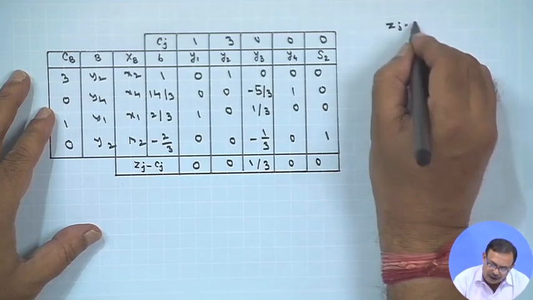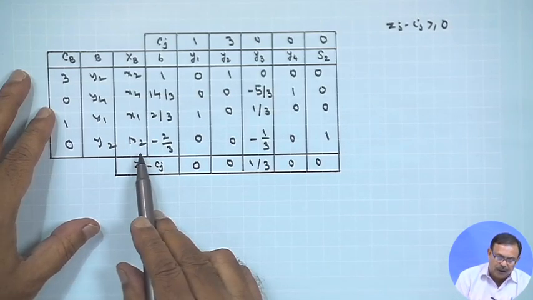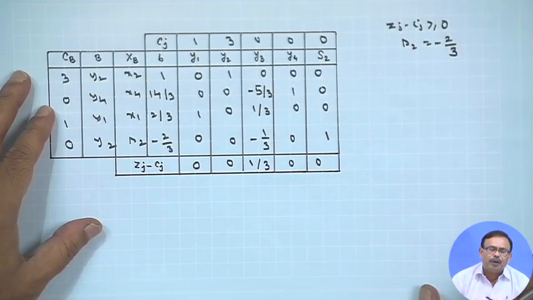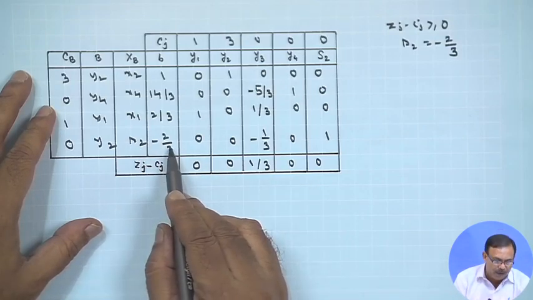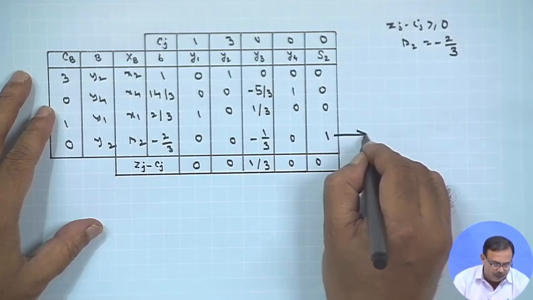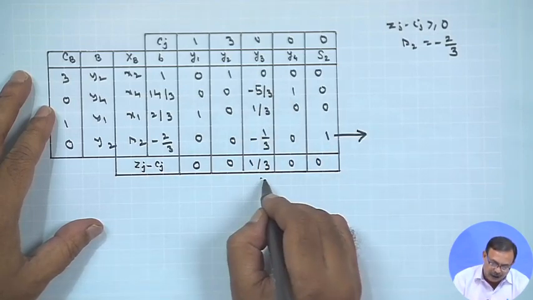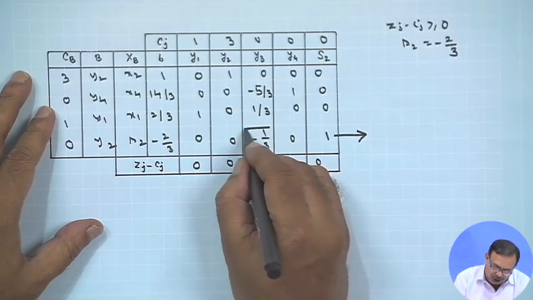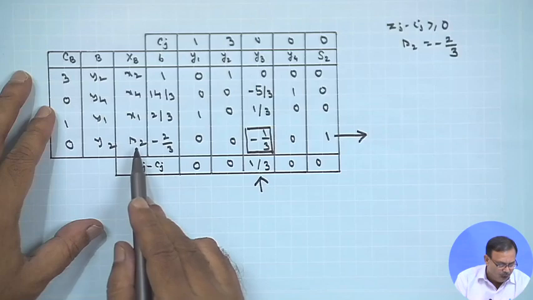So, your Zj minus Cj is greater than or equal to 0 for all j, but the solution is infeasible since S2 equals minus 2 third. Therefore, you will use the dual simplex method since the value of a basic variable is negative. If you use the dual simplex method, which I am not explaining, you will find that S2 will be the outgoing vector, and your y3, that is x3, will be the entering vector. So, that your pivot element is this one.